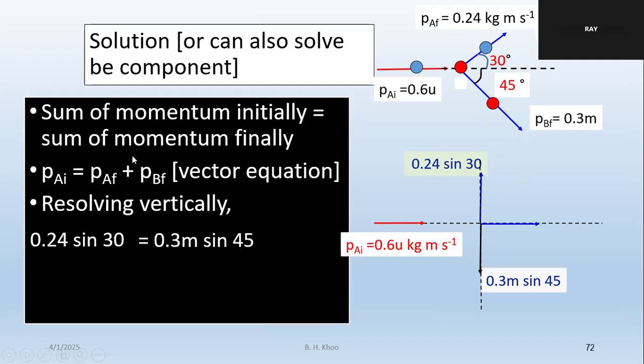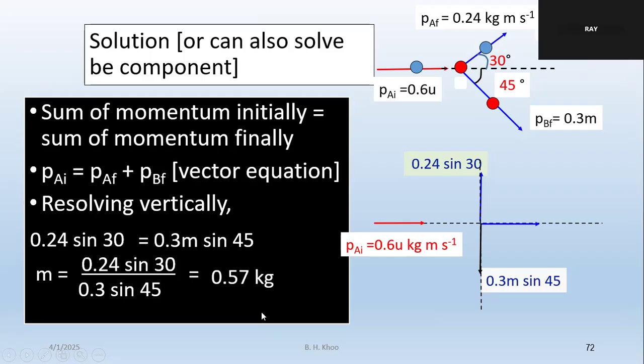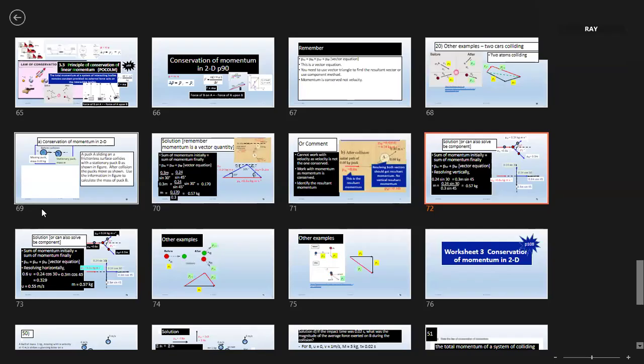And horizontally, we have 0.24 cos 30. Right? We're not interested in that. So we are interested in this one equals this vector. 0.24 sine 30 equals 0.3 M sine 45. And we can calculate our M. Okay. Any comment or anything here? Okay. Right, let's try the second one.